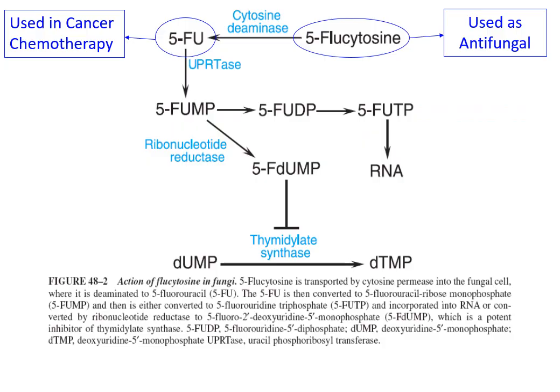You've studied this before. 5-fluorocytosine is converted to 5-FU, which then can either inhibit RNA synthesis by being converted to the triphosphate form, or by a reductase gets converted to 5-fluorodeoxyuridine monophosphate, which then inhibits the synthesis of thymidylate, which is incorporated in DNA. That's enough for 5-fluorocytosine.